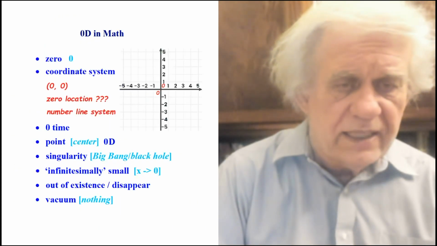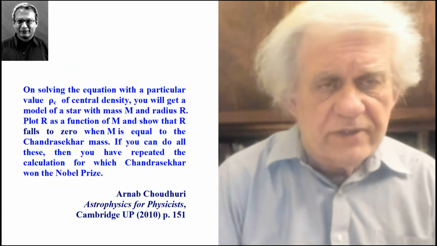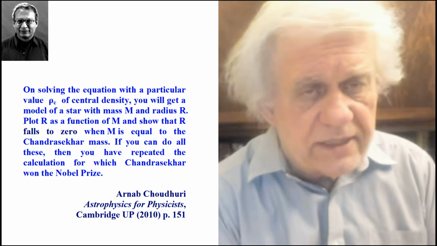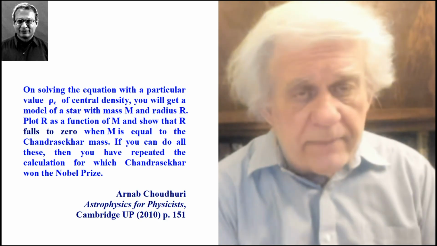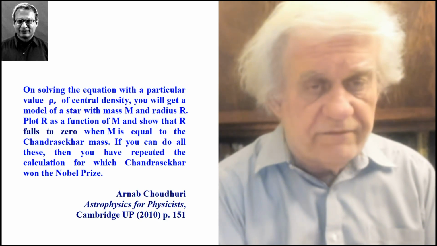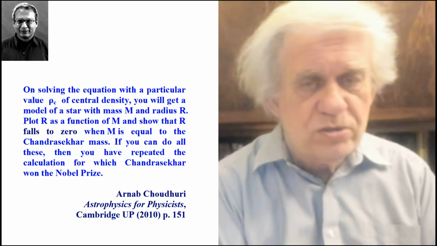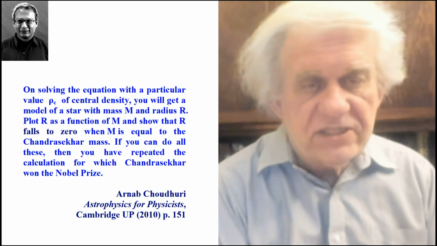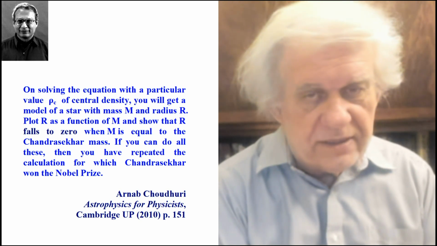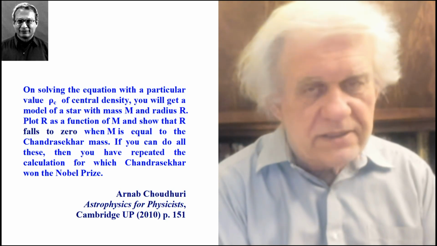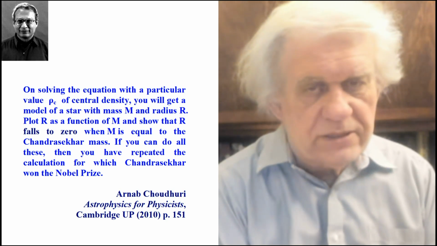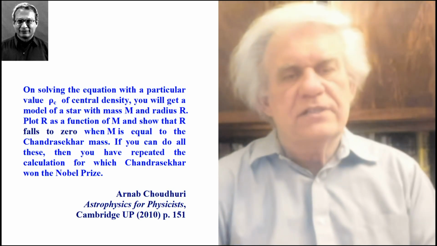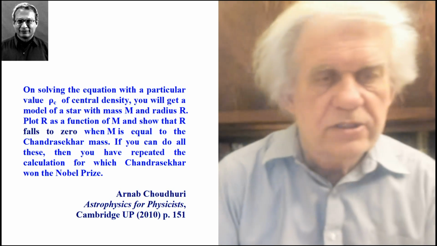And then we have this other gentleman. He's from a university, and he says, on solving the equation with a particular value of central density, you will get a model of a star with mass m and radius r. Plot r as a function of m and show that r falls to 0. The radius falls to 0 when m is equal to the Chandrasekhar mass. So what are we talking about? Radius of 0. There's nothing there. 0 dimensional, 0 size, 0 shape. If you can do all these, then you have repeated the calculation for which Chandrasekhar won the Nobel Prize.